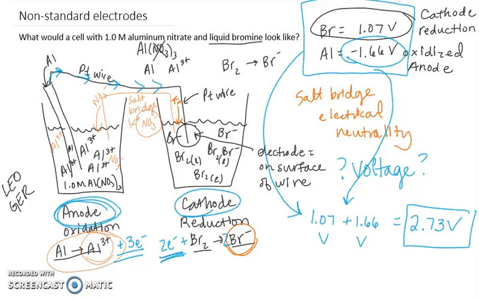So that is, in essence, how a non-standard electrode works. Again, we just have a platinum wire, something that's non-reactive, in order to complete that circuit. And the electrode really is occurring on the surface of that wire. Notice I'm only drawing a circle around it when it's inside that liquid solution, because that's really where that reaction is taking place.